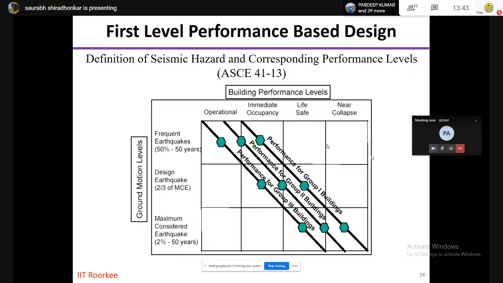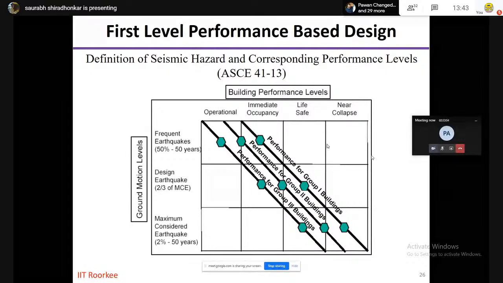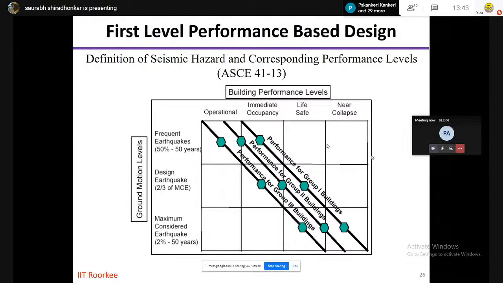And depending upon the level of hazard, you can choose this building performance level, and then you design and ensure that your building is meeting this performance level. Again, the hazard definition that we are seeing here is what we call the probabilistic definition, and I will discuss that once we discuss the concept of risk.